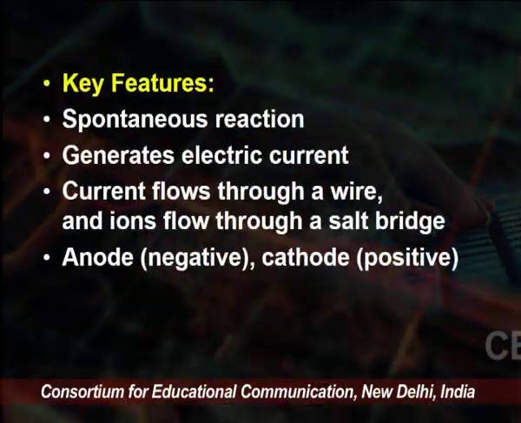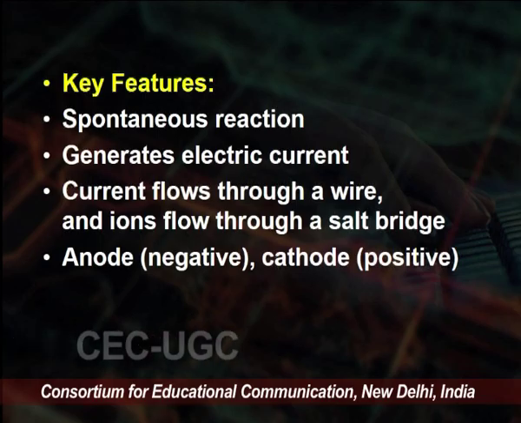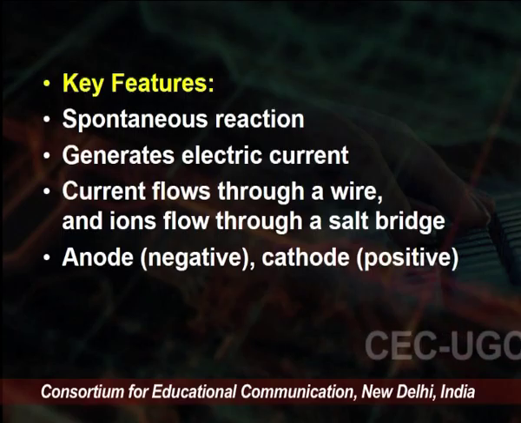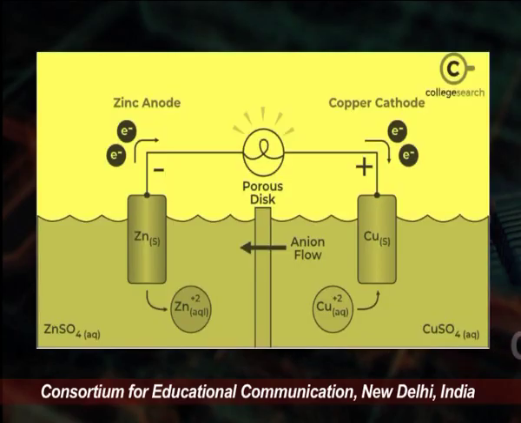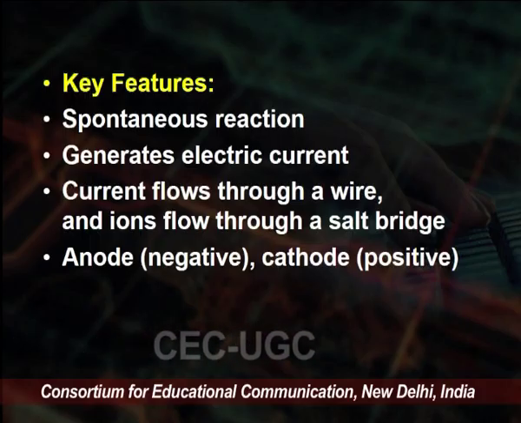The key features of the galvanic cell are that it has a spontaneous reaction, it generates electric current, current flows through a wire and ions flow through a salt bridge. Here you are seeing that there is a wire that connects the two terminals, and it is through the salt bridge, and it has the anode, which is negative, and the cathode, which is positive.